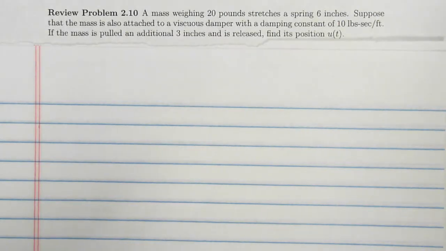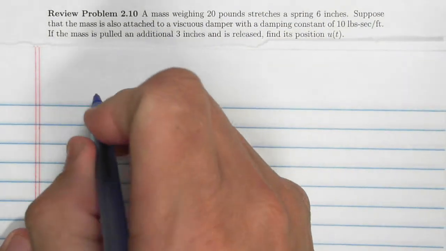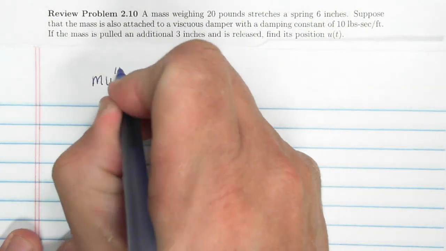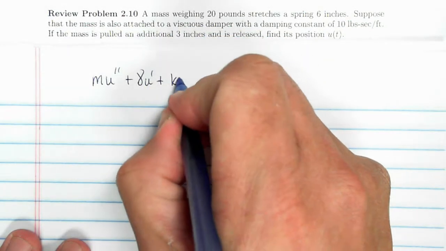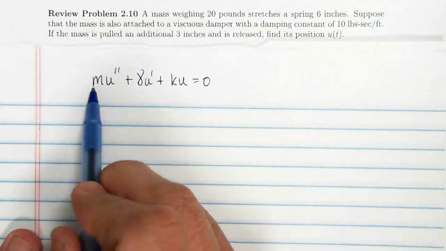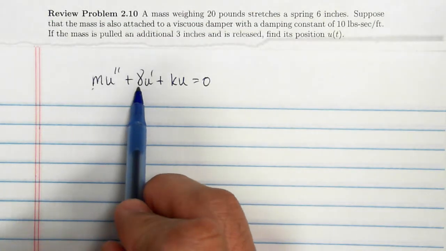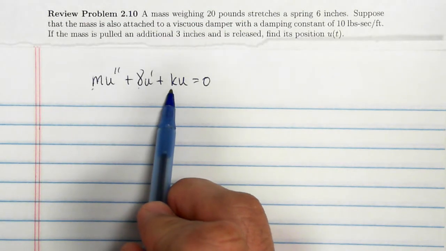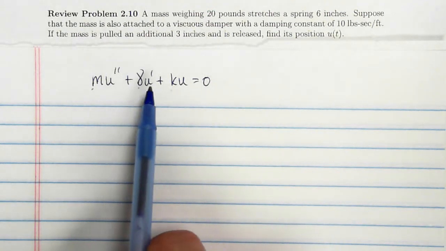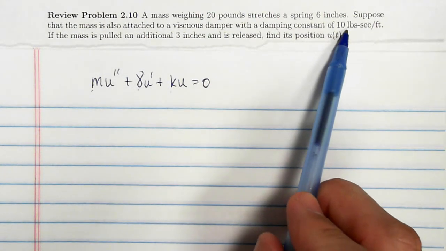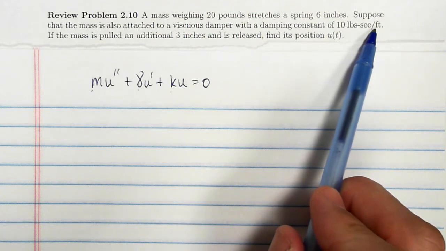Okay, for this problem, we're going to apply our study of differential equations to this problem in physics involving a spring. Our governing differential equation for the motion of a spring is mu double prime plus gamma u prime plus k times u equals 0, where m is the mass of the spring, gamma is the damping constant, and k is the spring constant. Okay, so first things first, the damping constant is actually given, so 10 pounds-seconds per feet.